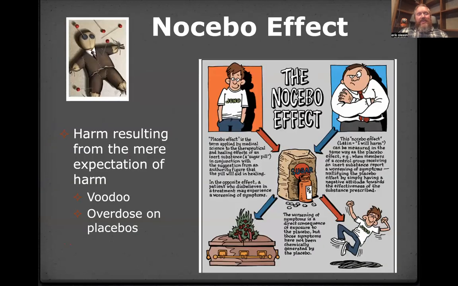There's also the nocebo effect. This can be harm resulting from the mere expectation of harm. Voodoo, for example. This can also occur from overdose on placebos. Basically, the worsening of symptoms can be the consequence of exposure to the placebo.